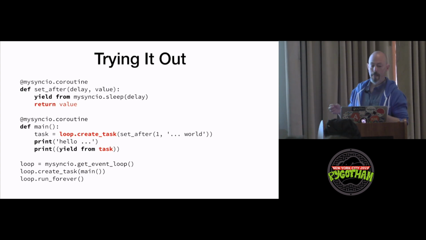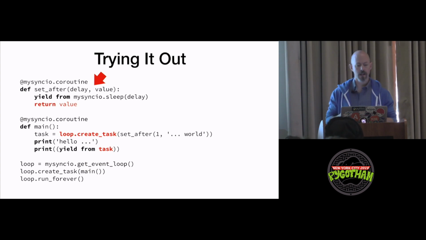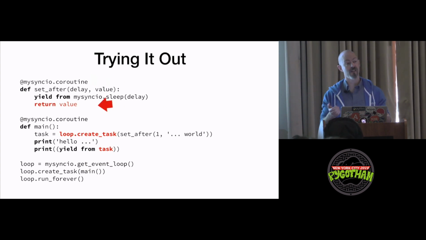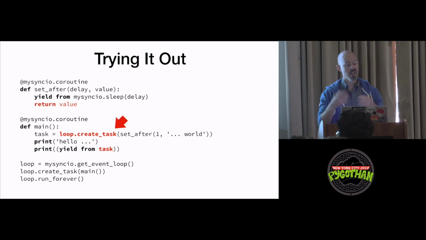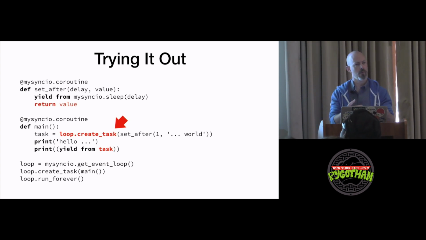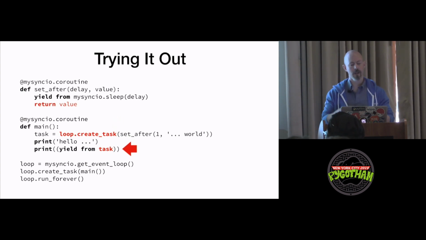So if we try this out, this is code that I adapted from the Python documentation on Async IO. We have this coroutine called setAfter. It should really be called returnAfter, and it just sleeps for a delay that you pass in and then returns a value at the end. We need to run this as a task, because that's how we run coroutines in our event loop. And so our main coroutine creates a task around this coroutine, which is configured with a 1 second delay, and it will return the word world. And then we immediately drop into printing hello, and then we can wait for the task to complete.